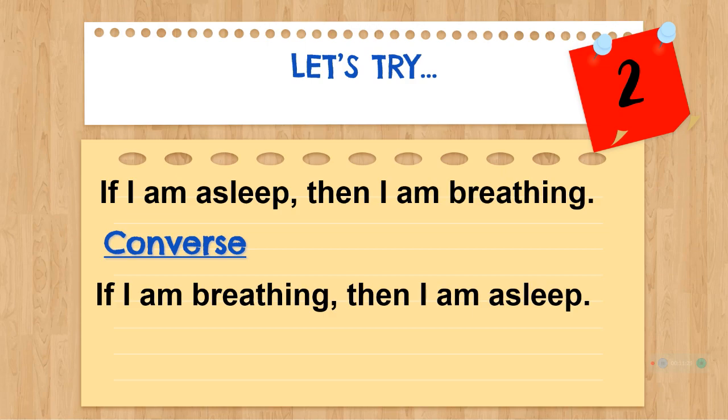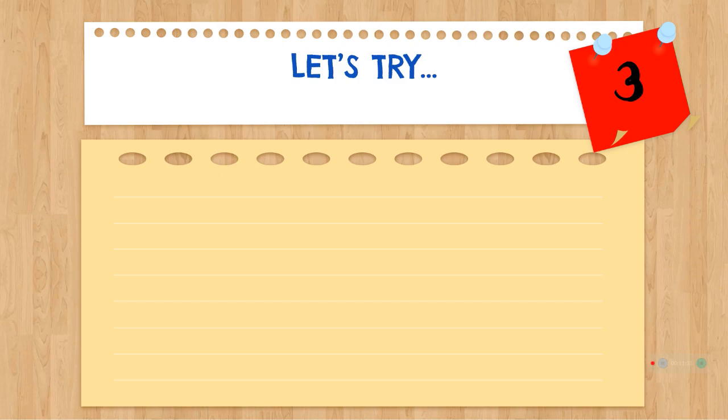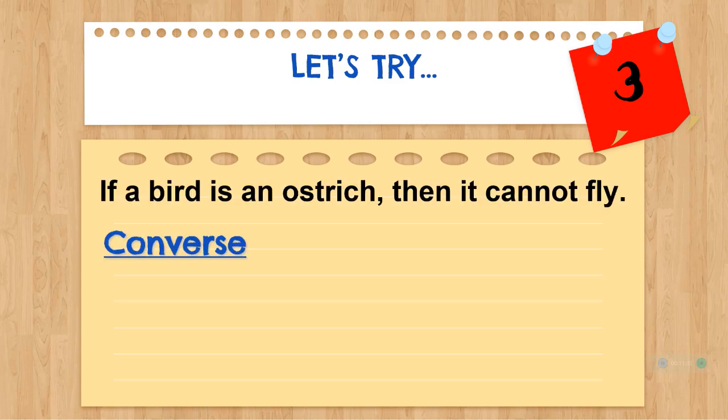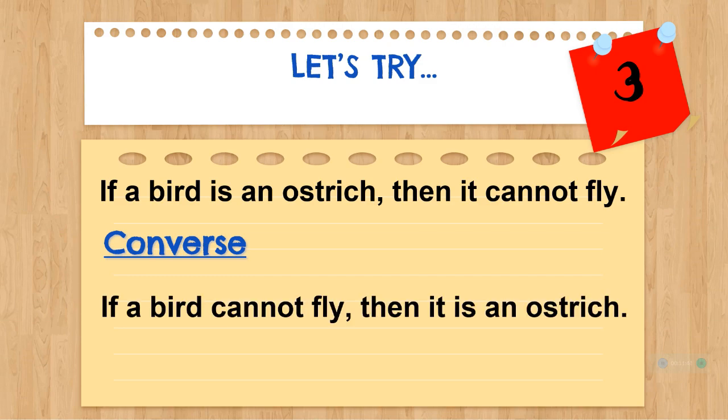Okay? For the last example, let us have, if a bird is an ostrich, then it cannot fly. So what is its converse? That's correct. If a bird cannot fly, then it is an ostrich. Okay? So is there any question?